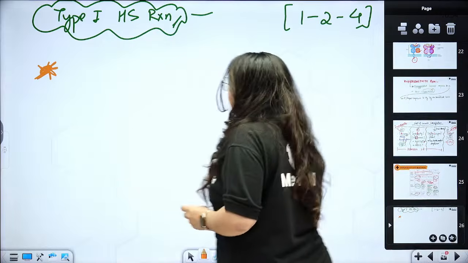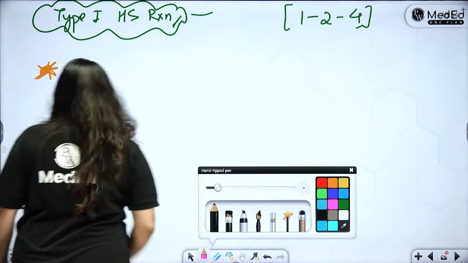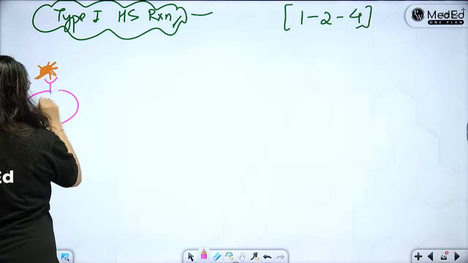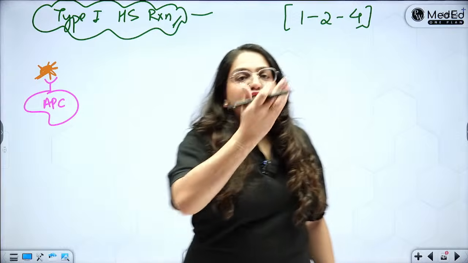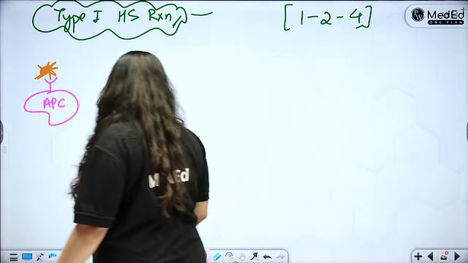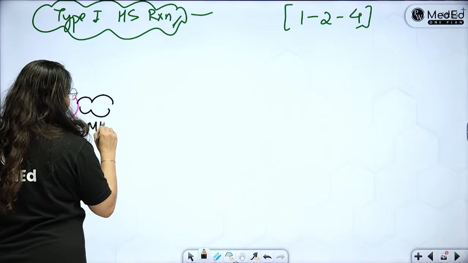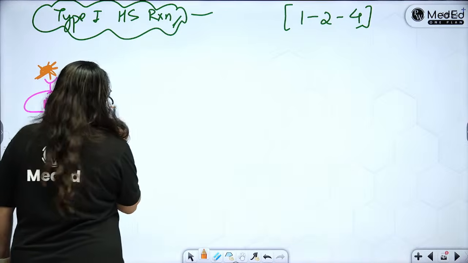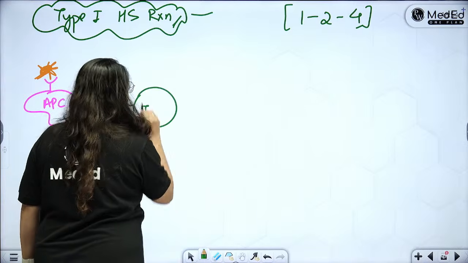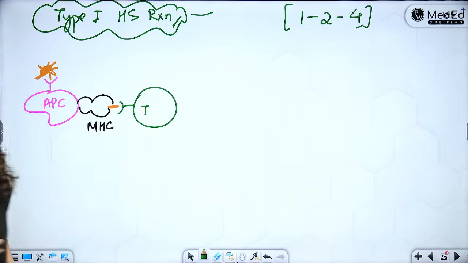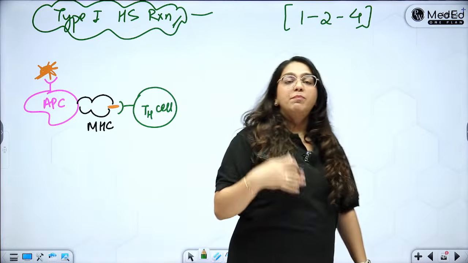So first of all, for the first time in my life, an allergen comes. This allergen is going to be seen by an antigen presenting cell. The antigen presenting cell is going to internalize it. It will show it to a T cell. What does the antigen presenting cell do? It places this antigen on its MHC and presents it to any T cell. Now, which T cell? A T helper cell. Which T helper cell? T helper 1 or T helper 2?